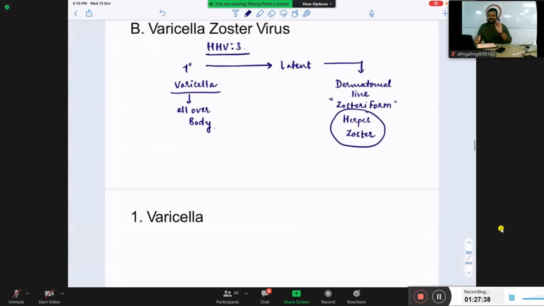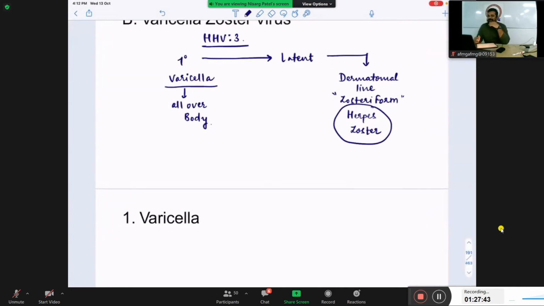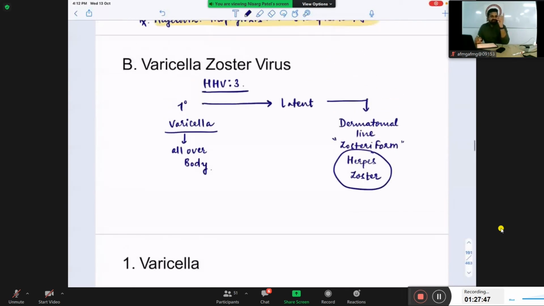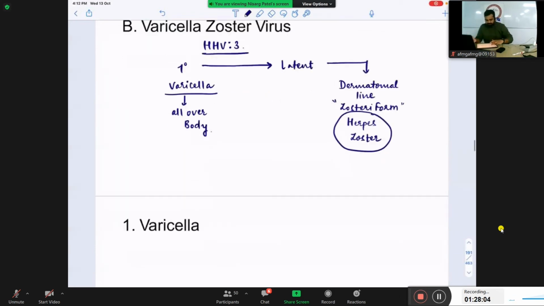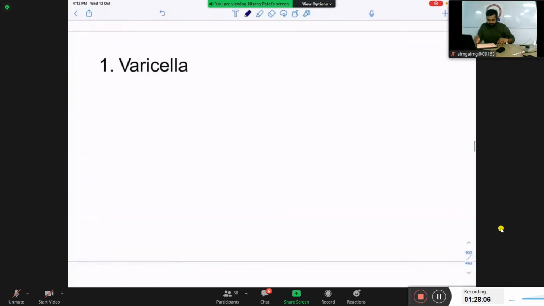Can a Tzanck smear help me differentiate between HHV1, 2 and 3? If I take a Tzanck smear, can it help me differentiate between HHV1, 2 and 3? No, right? Because all cause ballooning degeneration and secondary acantholysis. In all these diseases I will not see a difference because they all present with vesicles. So the physical appearance of the disease is also the same. So we will discuss varicella. A few important points they ask on varicella.